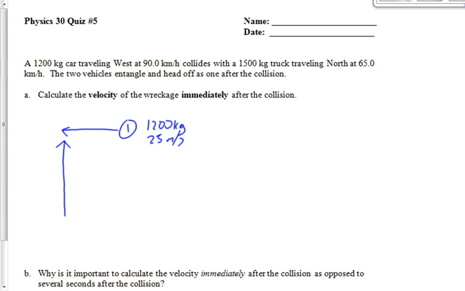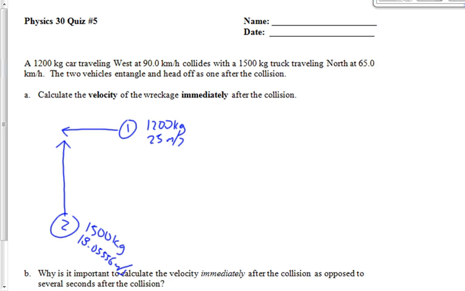Then we got another car, car number 2, that has a mass of 1,500 kilograms, or a truck, I should say, that's going at 65 kilometers per hour to the north. What is that 65 in meters per second? Was it 15 point something? No, 18? 18.055. Thank you.